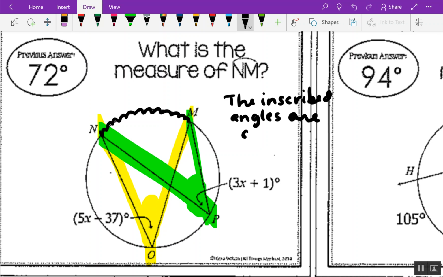3x plus 9 equals 5x minus 37. Why can't you just combine the like terms? No, they're equal. They're equal. So we don't just combine the like terms, they're equal.